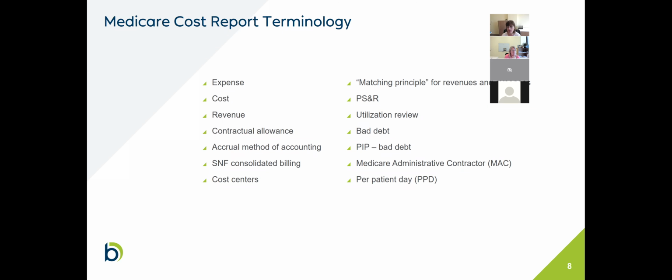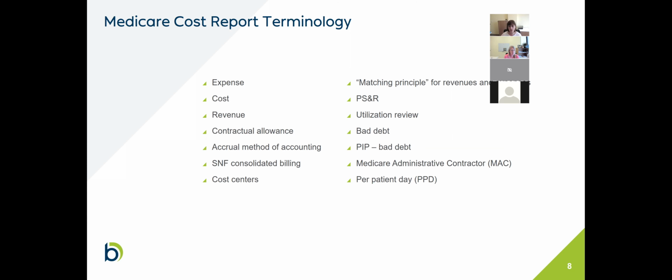But if you receive any communications from National Government Services or Meridian or Palmetto GBA, we do ask that you keep all those letters and share them with us when we work on cost report preparation. They are important for us to know what's happening, because those normally relate either to payments you receive or reports that you have to file.